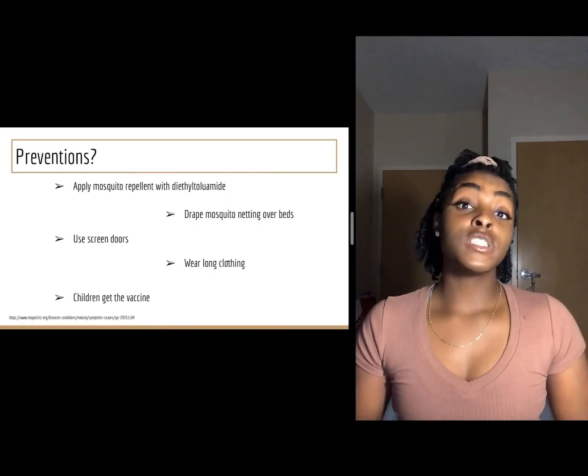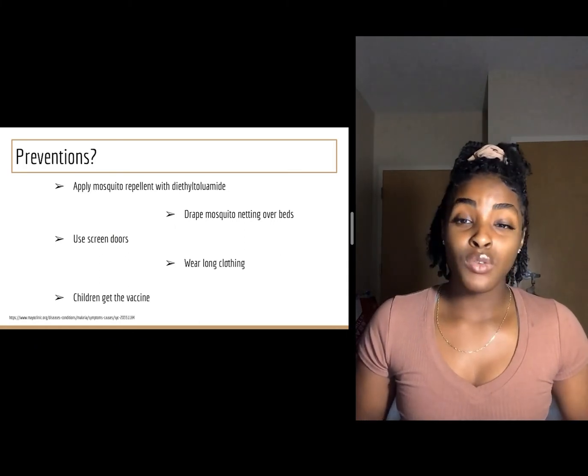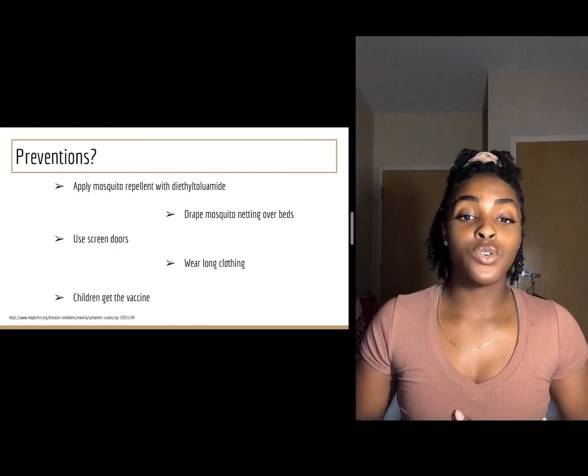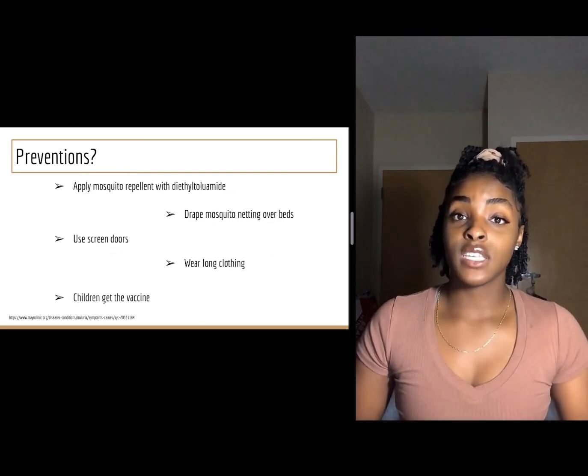And so some prevention measures that you can take are to apply mosquito repellent, drape mosquito netting over beds, use screened doors, wear long clothing, and specifically for kids, to get the vaccine.